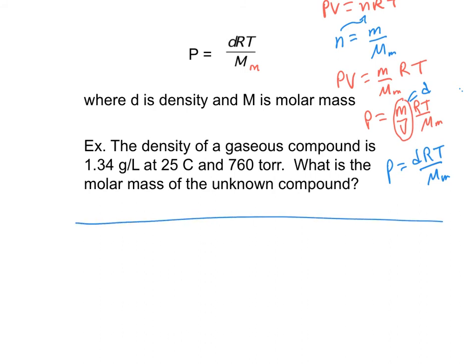The density of the gaseous compound is 1.34 grams per liter. Notice that densities of liquids are given in grams per milliliter, but because gases have such low density, it makes more sense to give how many grams there are in a liter, 1.34 in this case. You have 298 Kelvin here and 1 atmosphere.